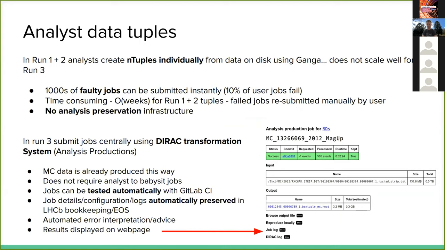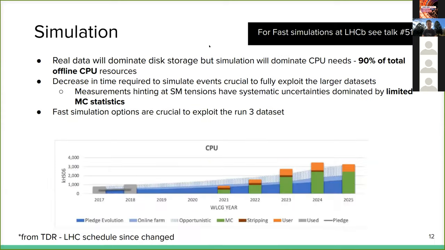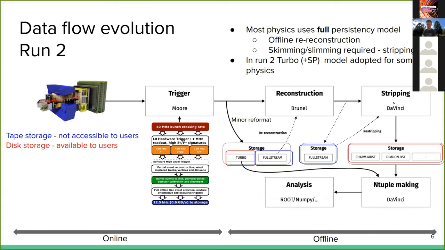From Run 1 and Run 2, these tuples are made after the stripping step. So they're made from the output of this step, and they're already quite slimmed down. And how many different formats are there after the stripping? After the stripping, the output is either DST or MDST. If you're making tuples, basically you're using a DST.